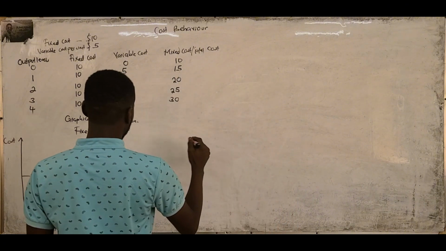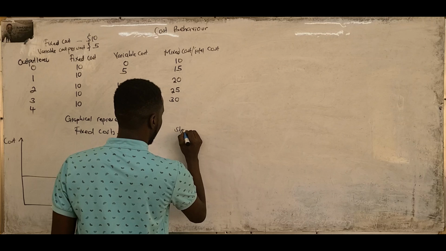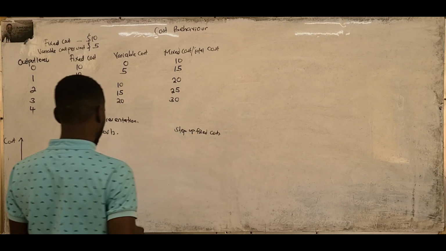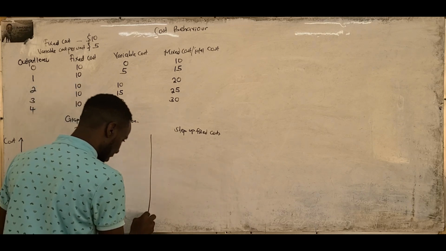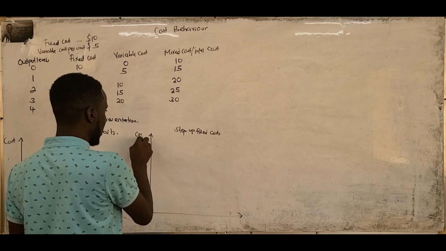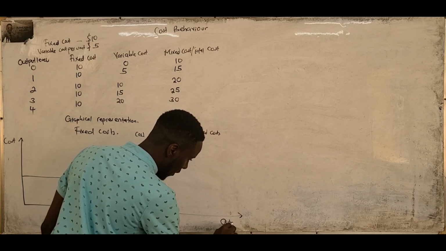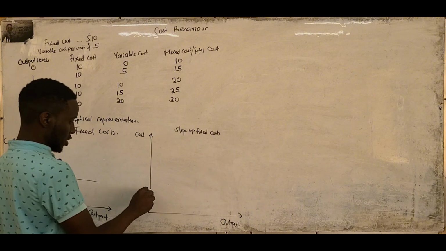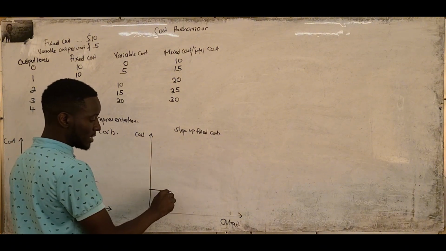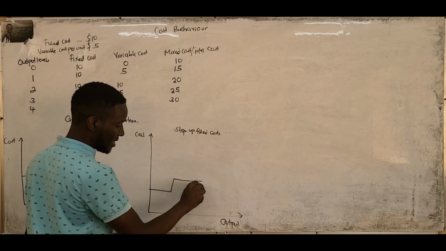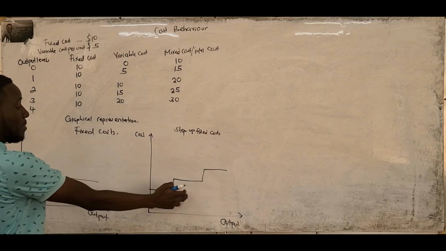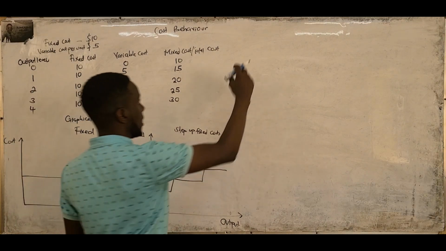But then also we have what they call step up fixed costs. So for the step up fixed cost, it will look like this. We shall have here our cost, and then here our output. So it looks like this. It's first constant, then it increases, it becomes constant again, like this. So this is what they call a step up fixed cost.